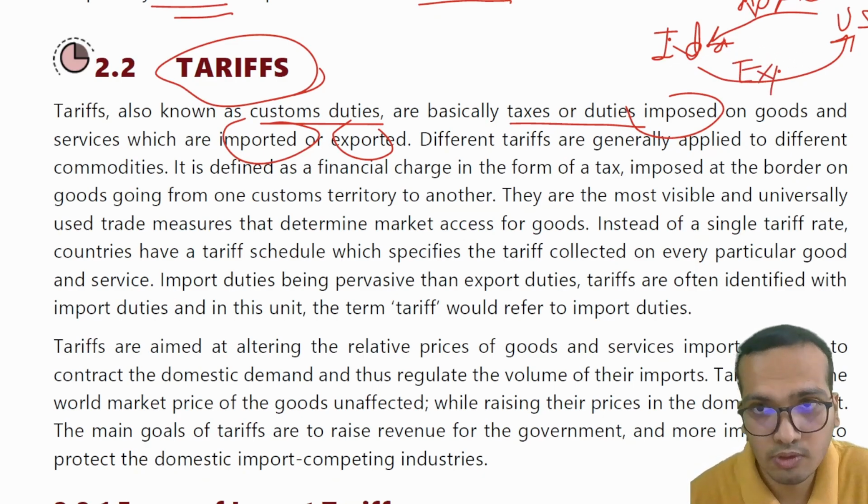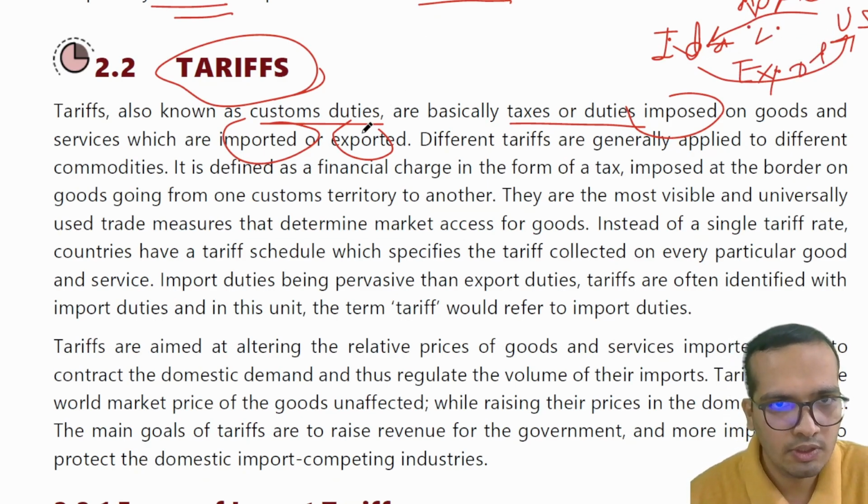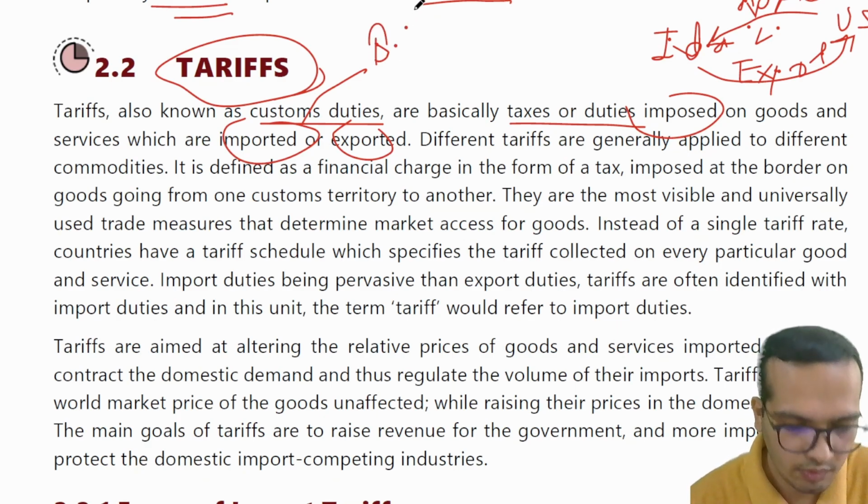Export. Let me write it properly. Export. This is import. Import means bringing into India.